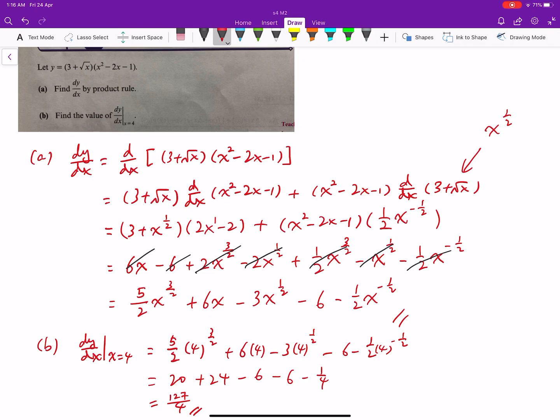I think the product rule is not really complicated. You just need some time to get familiar with the skills. And next lesson we will learn another rule, which is the quotient rule.